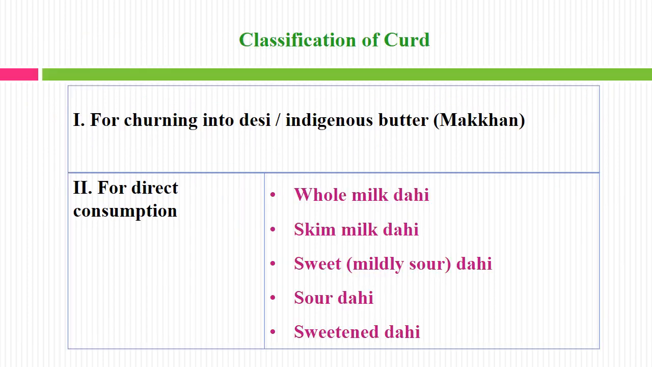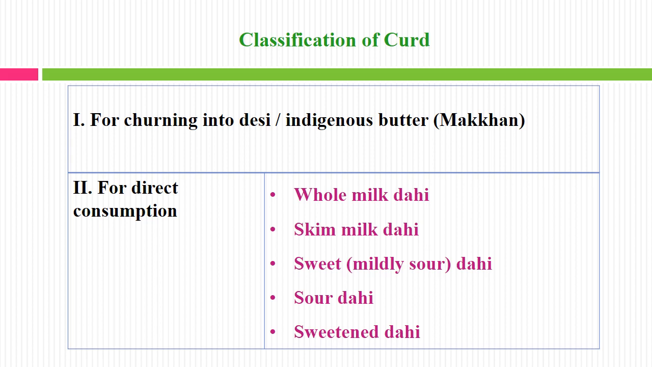Now we will see the classification of curd. It is broadly in two categories. The first is for churning into desi or indigenous butter, which is called makhan. Most of the time people make small-scale curd from which they churn and make the indigenous butter, and most of the time that makhan is boiled to make ghee, which we have discussed separately in the lecture on ghee.